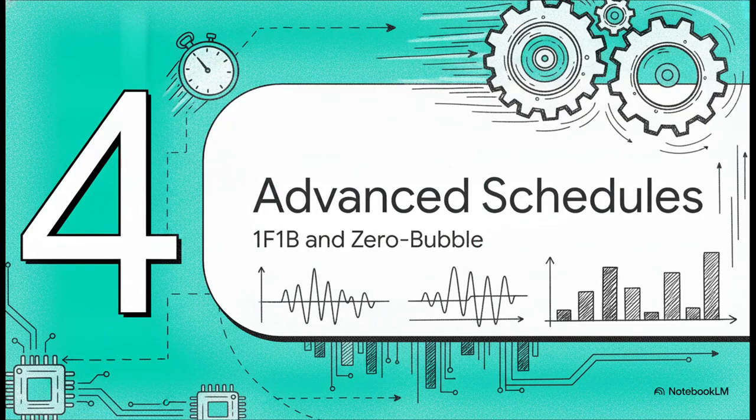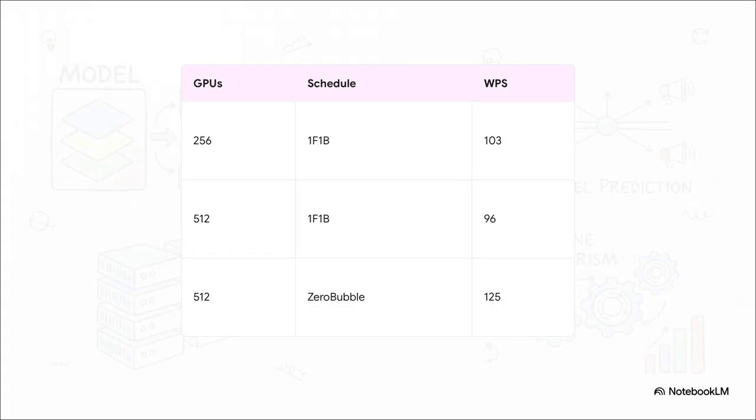So let's fix it. Part 4, Advanced Schedules and 1F1B. Data from PyTorch's TorchTitan framework brilliantly illustrates how much of an impact better scheduling makes. When you transition from a standard 1F1B schedule, which is just one forward, then one backward pass interleaved, to more advanced techniques like interleaved 1F1B and zero bubble schedules, the gains are huge. At a massive 512 GPU scale, a zero bubble schedule jumps to 125 words per second compared to just 96 for standard 1F1B. They are fundamentally rearranging the execution order of these microbatches to intelligently fill in those idle, wasted gaps.